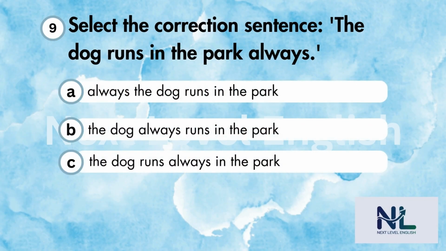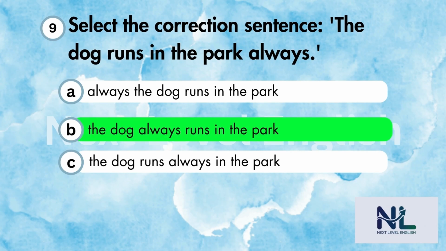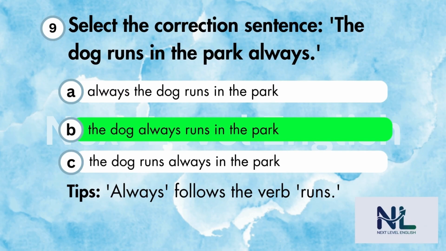9. Select the correct sentence. The dog runs in the park always. The dog always runs in the park. Tips: always follows the verb runs.